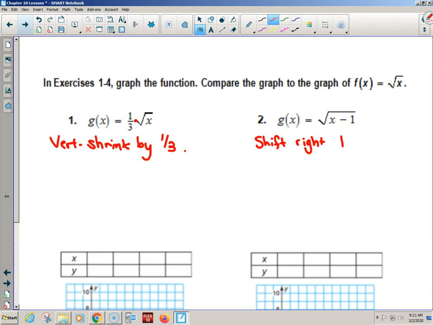Shift right 1. Now, the snazzy way of saying it would have been a horizontal translation right 1. That's if you want to put a really long, drawn out, full mathematical sentence with lots of snazzy vocabulary. But yeah, shift right 1 or horizontal translation right 1.